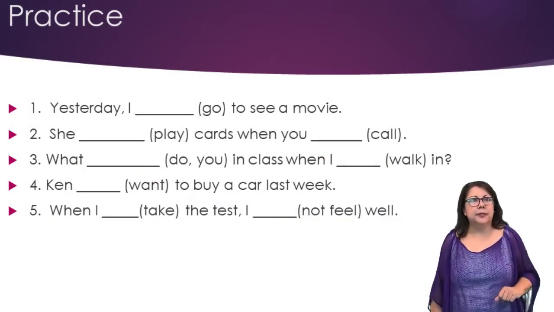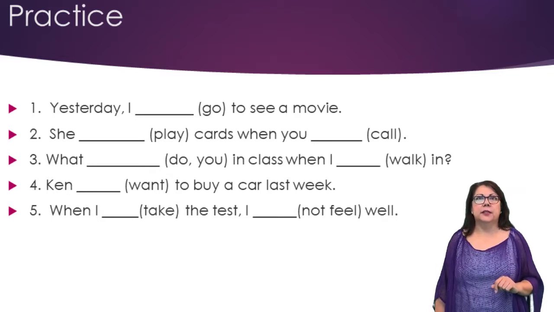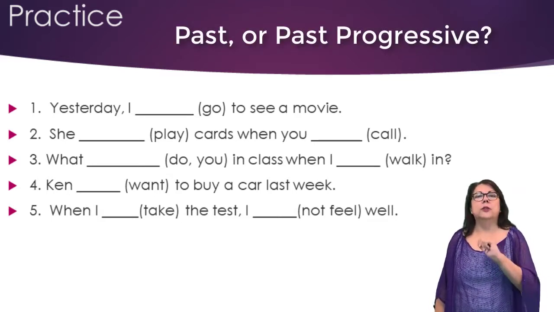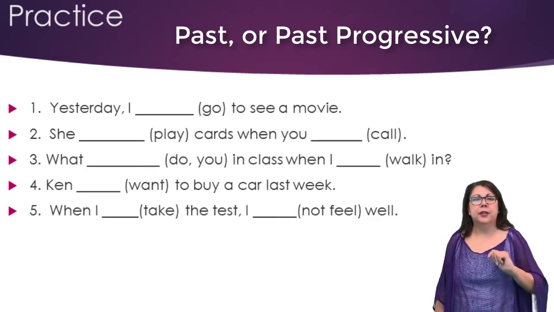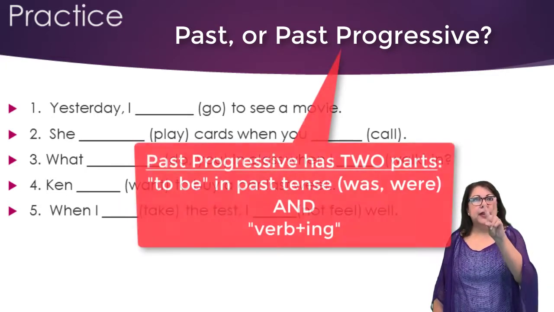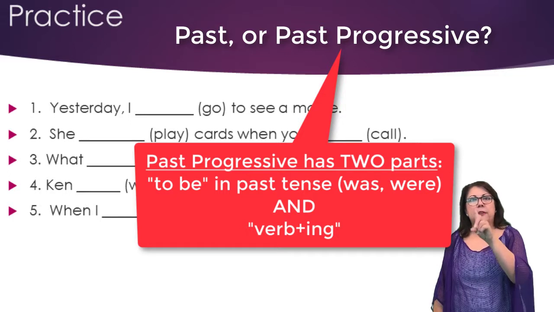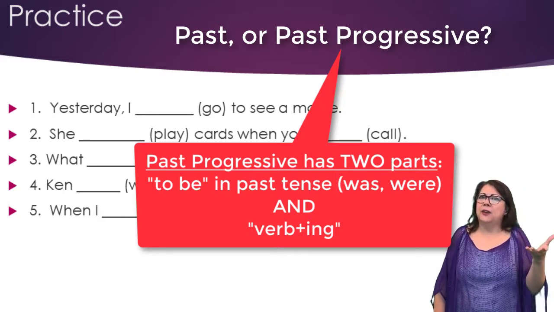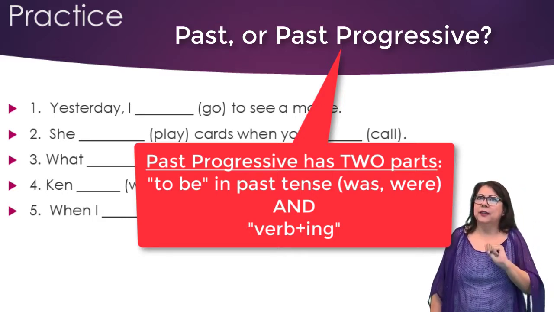So let's do a practice, okay? There's 5 sentences here, and let's see, do you use past tense or are you going to use past progressive? Remember, past progressive has 2 parts to the verb to be in past tense and the verb ing. Sometimes students will leave one of those out. Make sure you don't, okay?